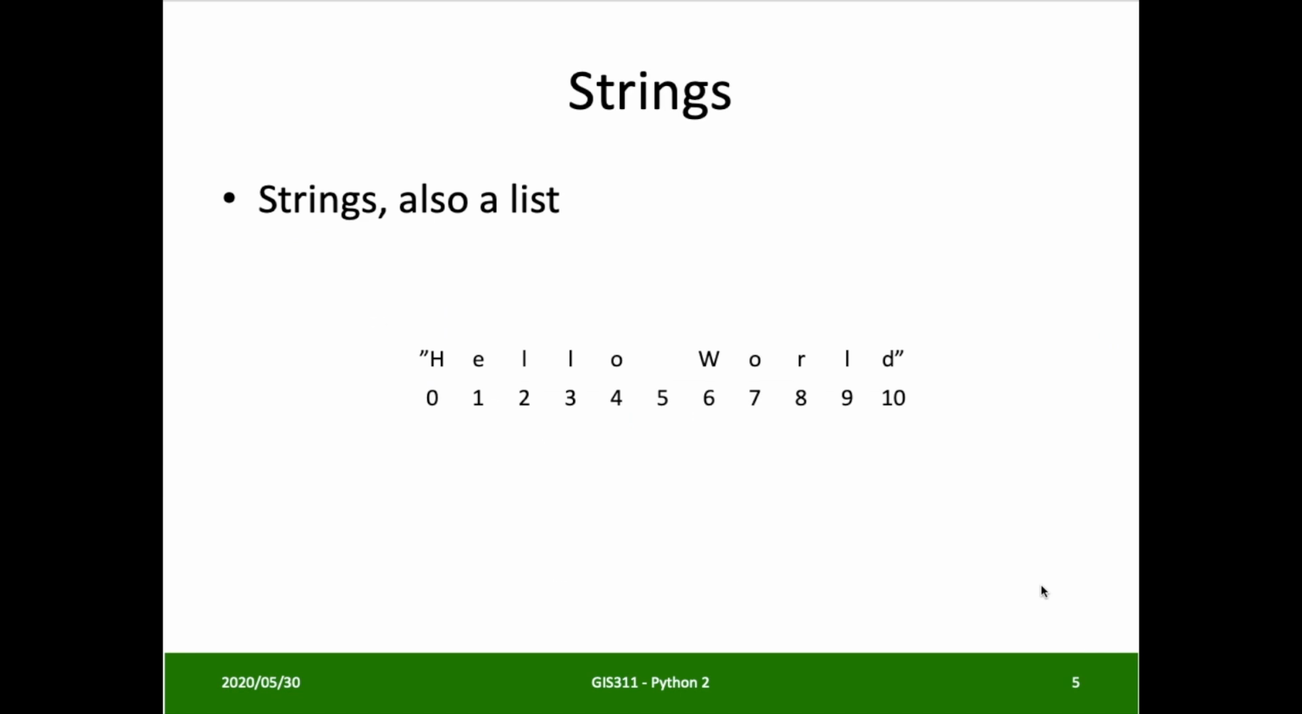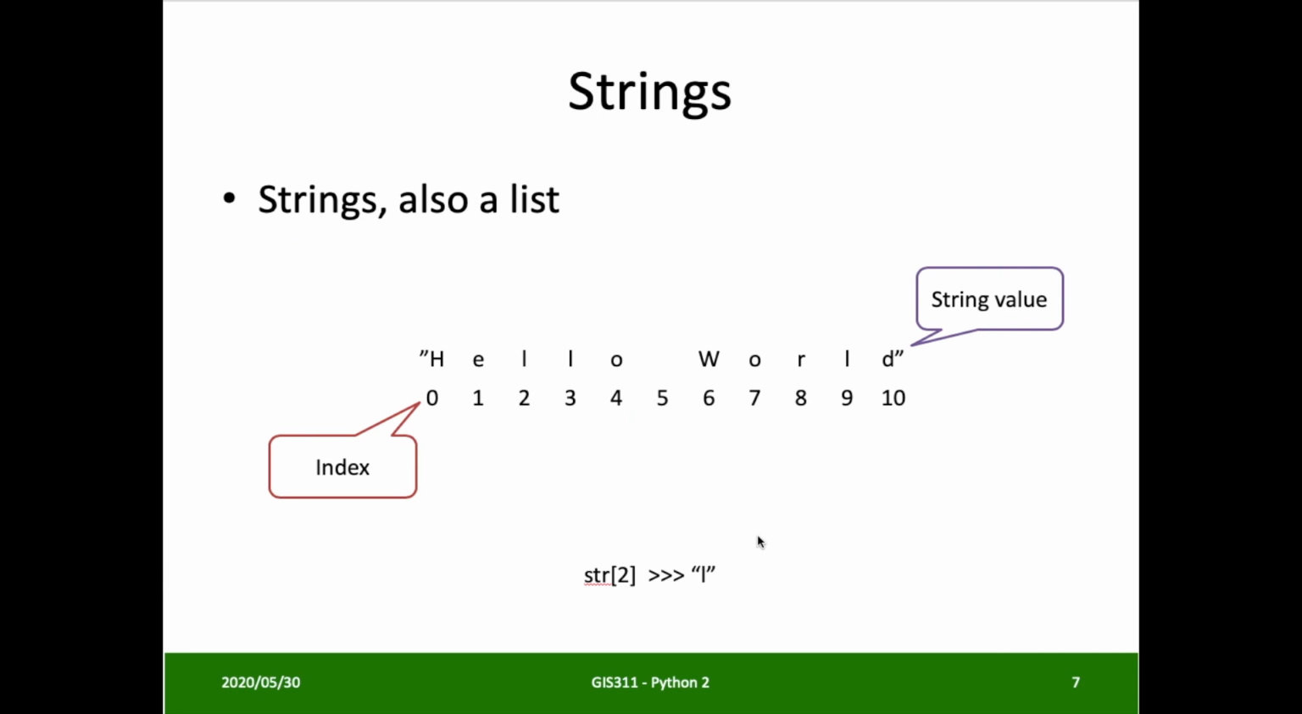Okay, so strings, that's the next type that you should be aware of. Strings are basically just a list. If we have the words hello world here, it's basically H is 0, E is 1, etc. The space is also a value on its own, which is 5 in this case, and then we end at 10. So the length of the string is 10. We have an index and we have the string value. If we ask for str, this is the string, value 2, we will receive the L.